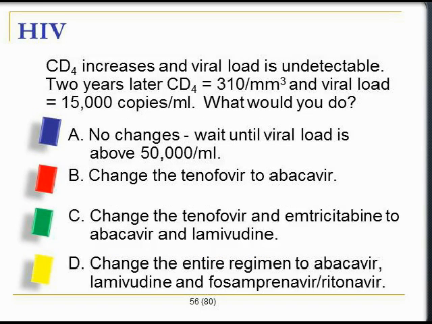Moving on to question 2. The CD4 count increases and viral load is undetectable. And then he stays on therapy, and 2 years later he comes back, and now his CD4 is 310, and his viral load has gone from undetectable to 15,000 copies. So, what should we do?